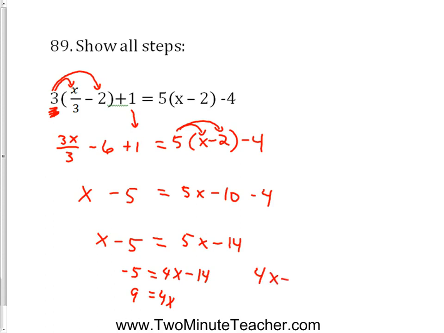I have 4x equals 9. I'm just kind of rewriting it here so that I can have it the way I like it with the x on the left side. And then my answer, divided by 4 on both sides, is 9/4. I want you to know that a lot of times in real life you don't get a nice clean integer answer. There's how I would show all my work on that problem.